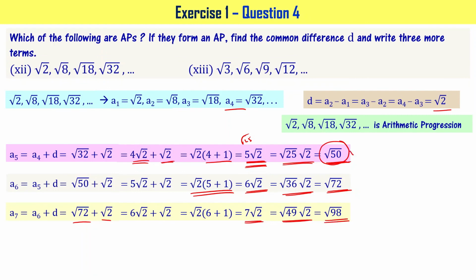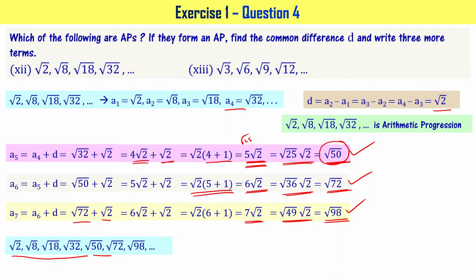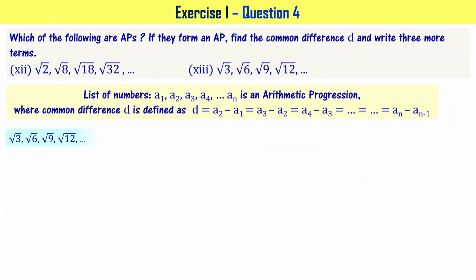Now we have 3 additional terms, right? Let's put them together so that we can write the series as the 4 numbers they have given and the 3 numbers we have written now. The next one is root 3, root 6, root 9, root 12, and so on. When you look at this, you can say that A1 equal to root 3, A2 equal to root 6, A3 equal to root 9, and A4 equal to root 12, right?